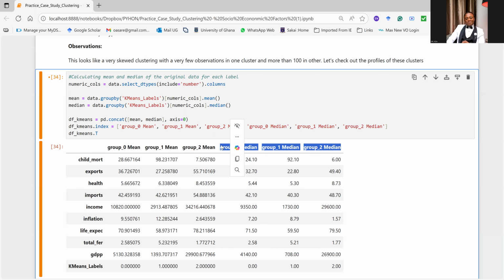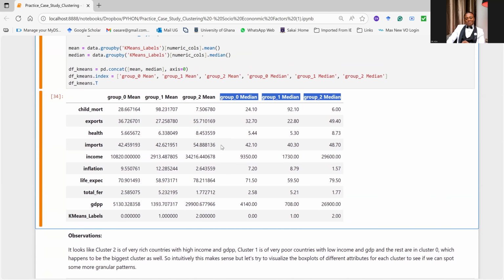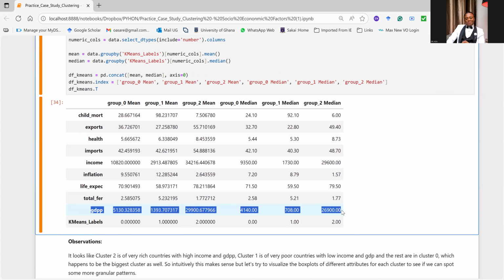Now, I want you to look at the things that he spoke about regarding GDP. So let's look at the GDP for each of the groups. Using the mean, which group has got the highest GDP? The highest average GDP. Which group? I can see it. Do you see it? Which cluster has got the highest average GDP?